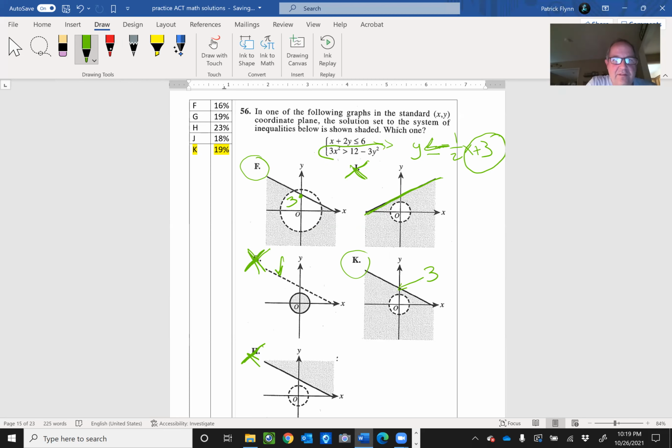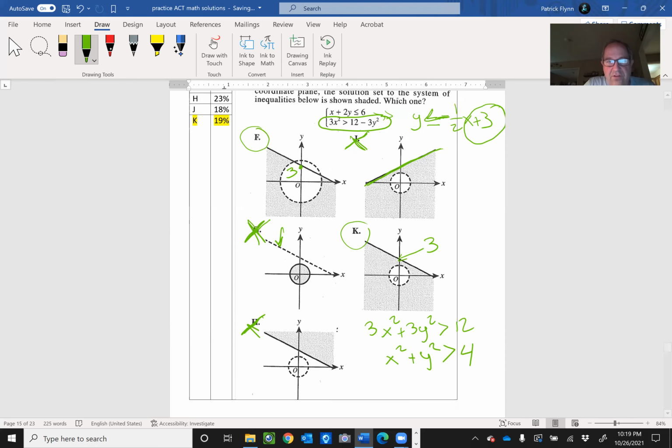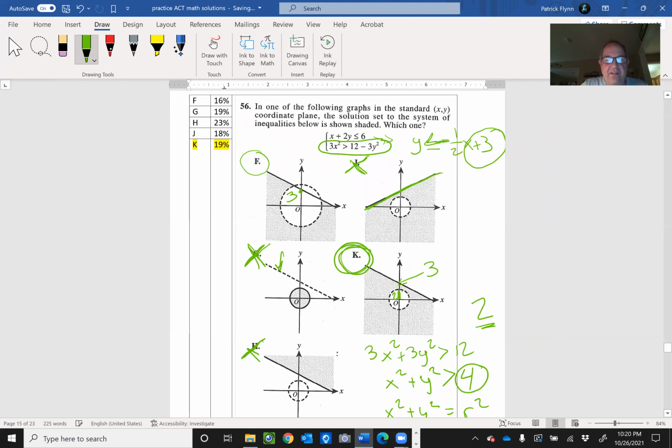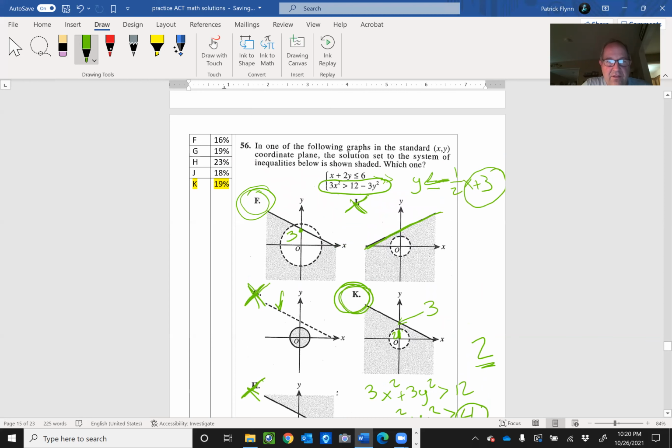It's a great problem. Let me take this problem and get it a little bit nicer. 3x squared plus 3y squared is greater than 12. If we divide by 3, we get x squared plus y squared is greater than 4. So remember, we did a circle one earlier. x squared plus y squared equals r squared. So the radius isn't 4, the radius is 2. So if this is at 3, the radius is 2. It's smaller than 3. It's got to be letter K. That's pretty interesting. But elimination gets us down at least to the F and the K.